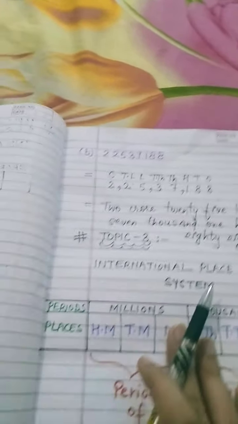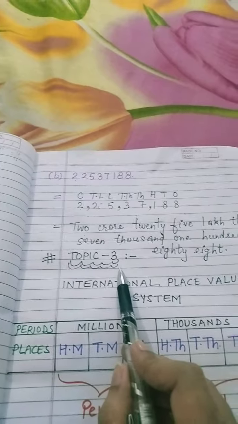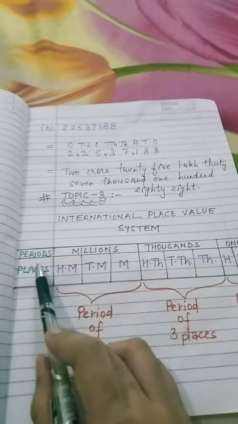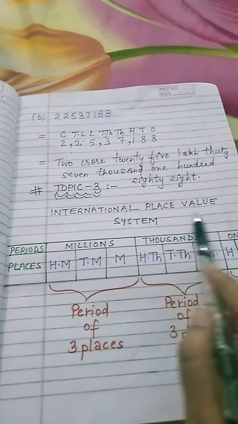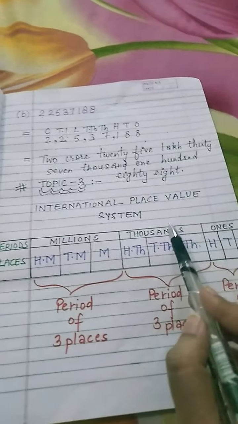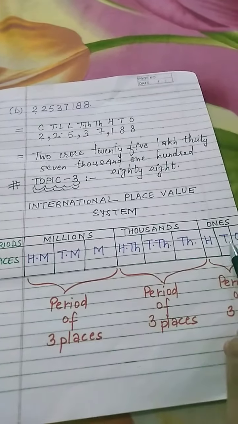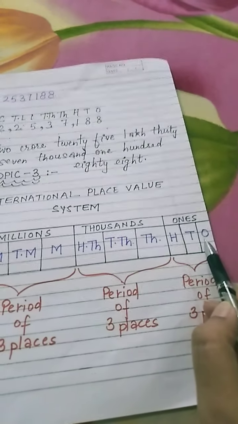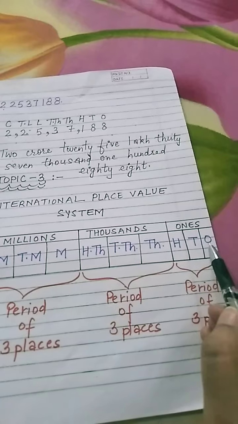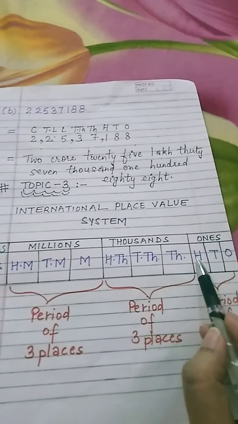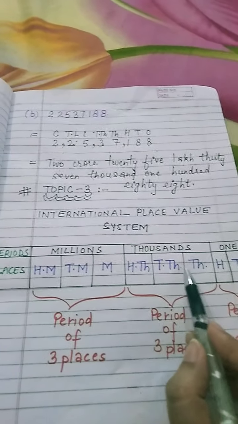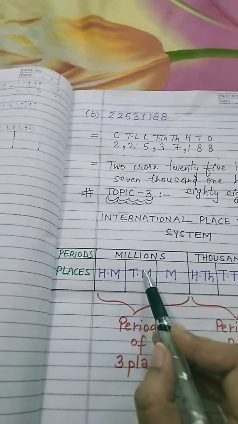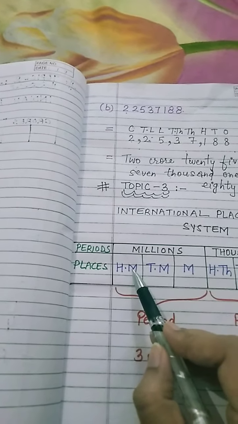37,188. Now our third topic is international place value system. As you all can see, in international place value system there are 3 periods and 9 places. I'm reading it. First place is ones, tens, 100, 1,000, 10,000, 100,000, million, 10 million and 100 million.